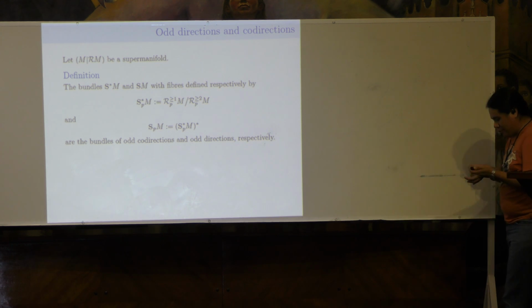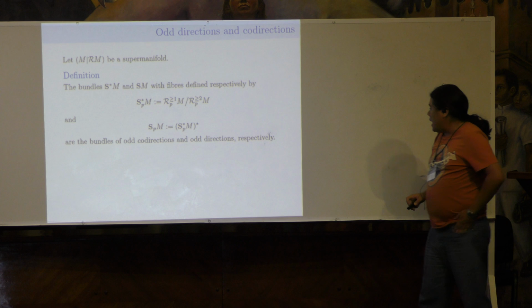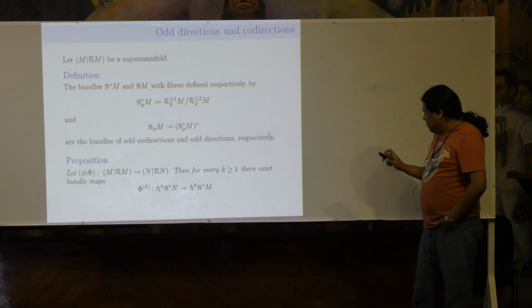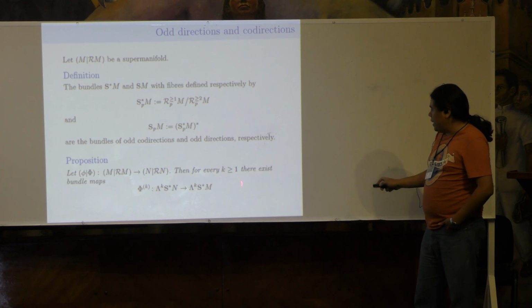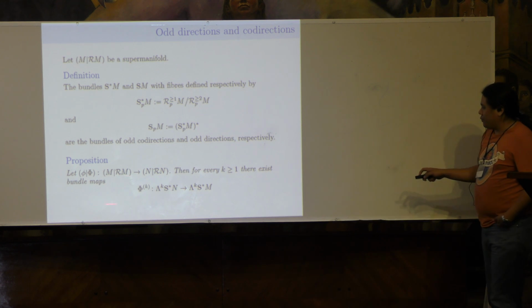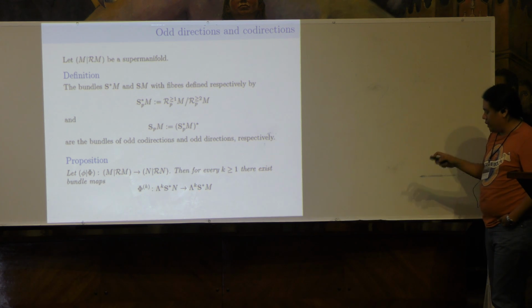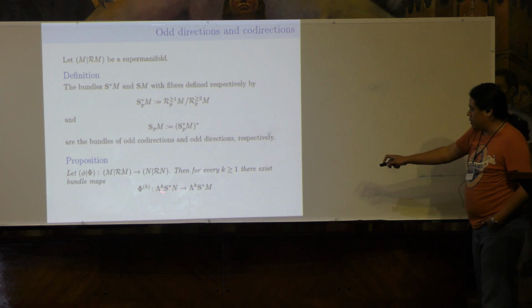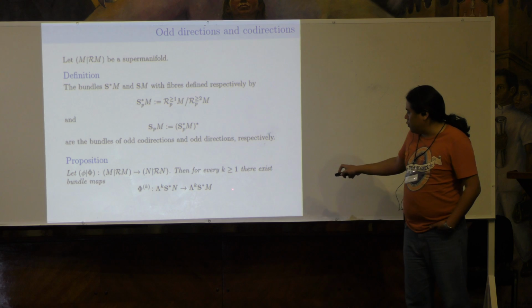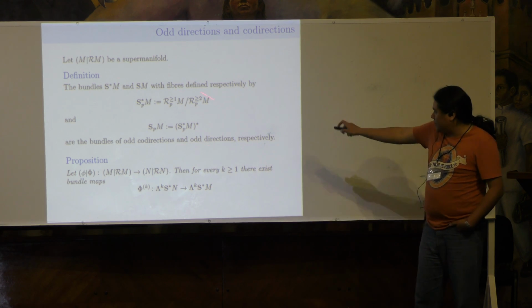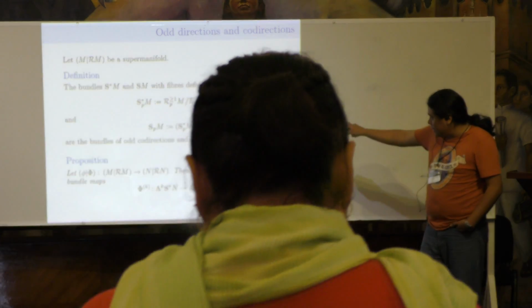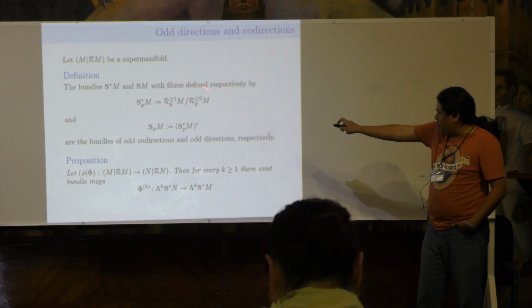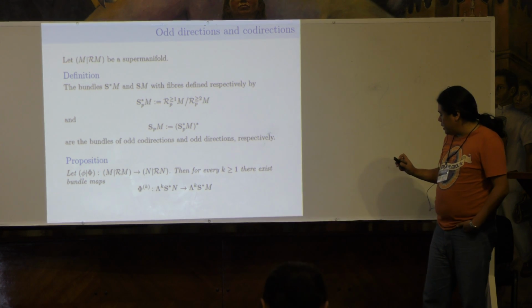So those would be the odd coordinates. And once we have a supermanifold morphism, we can patch up a vector bundle morphism between these two exterior powers, which are defined essentially the same way with appropriate indices over there.